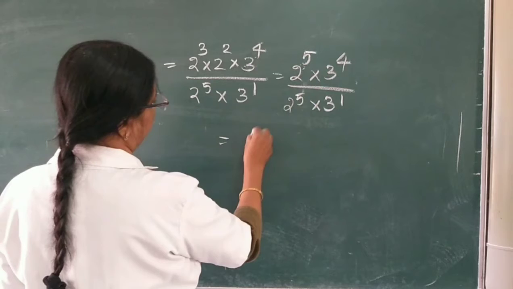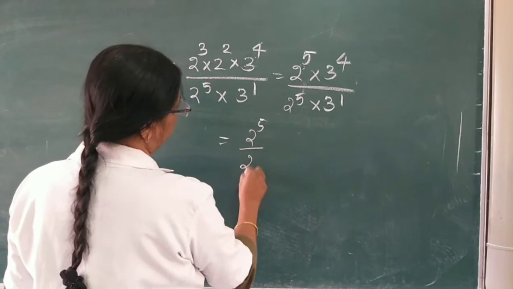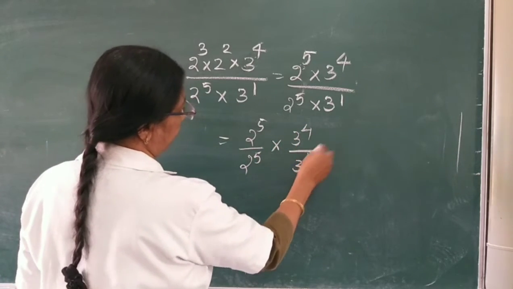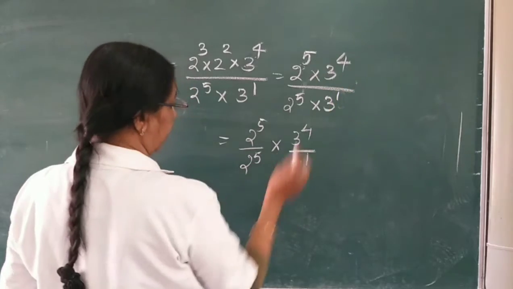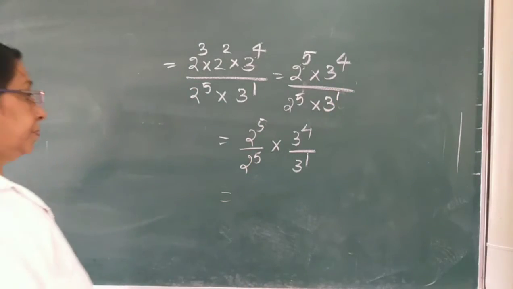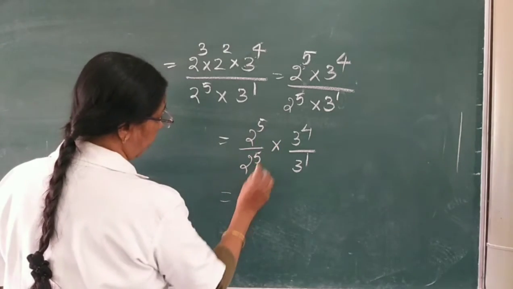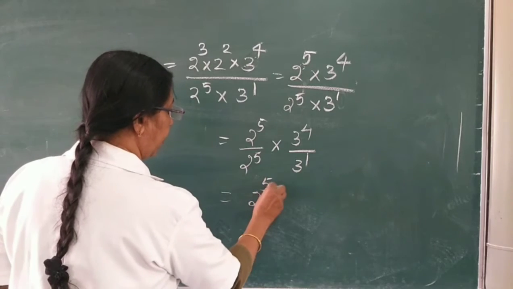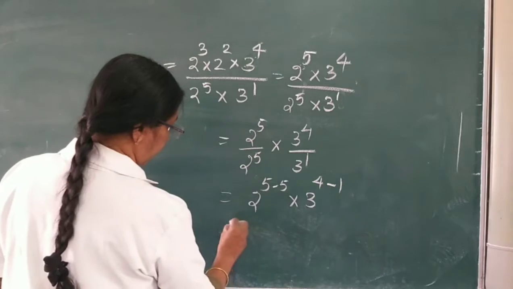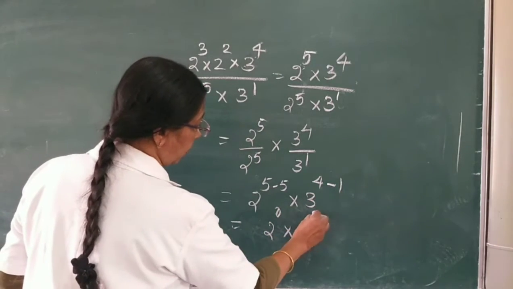Here 2 raised to 5 divided by 2 raised to 5, into 3 raised to 4 divided by 3 raised to 1. This is the power, written above. Here a raised to m by a raised to n is equal to a raised to m minus n. Here m and n are the same. So 2 raised to 5 minus 5 into 3 raised to 4 minus 1. Here it is 2 raised to 0 into 3 raised to 3, since 4 minus 1 is 3.